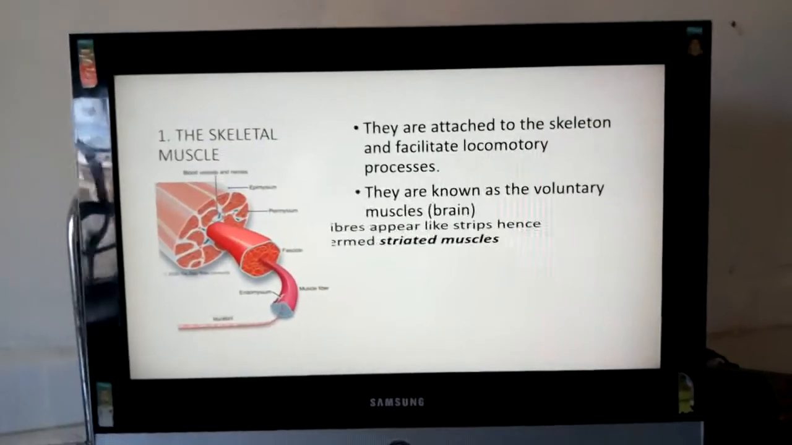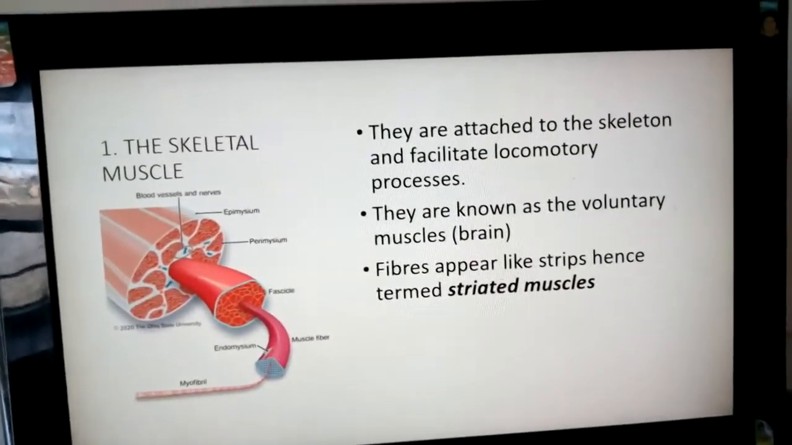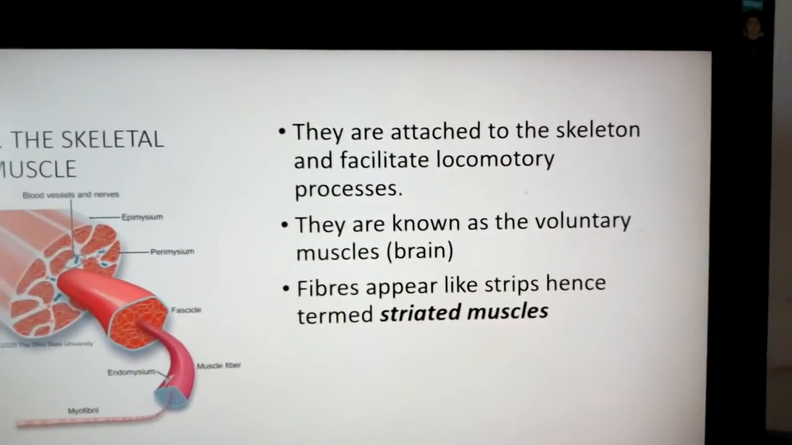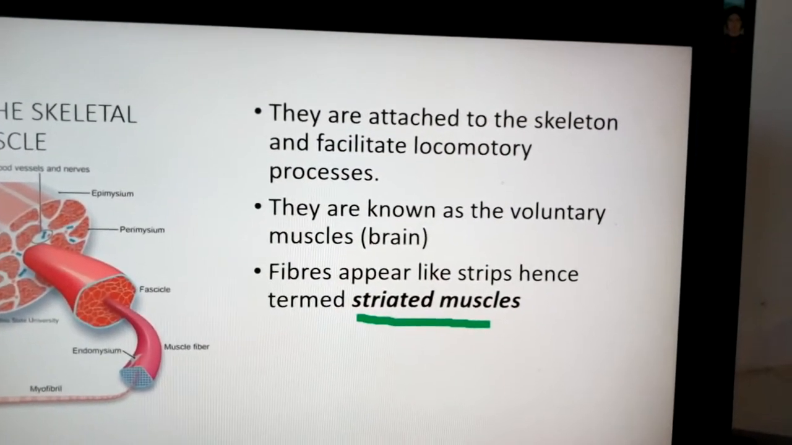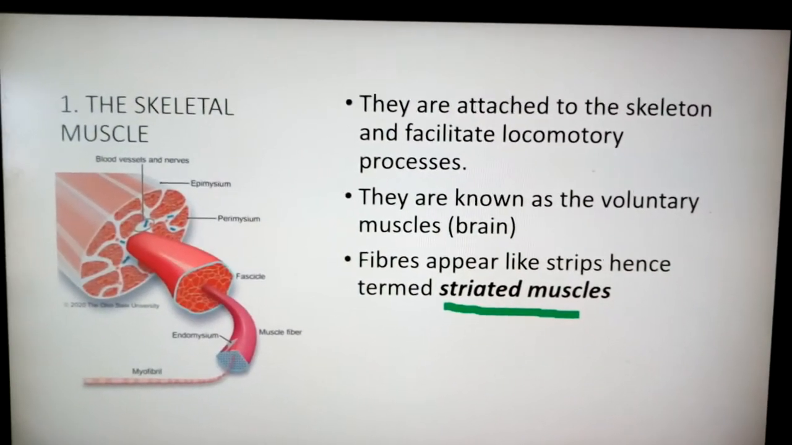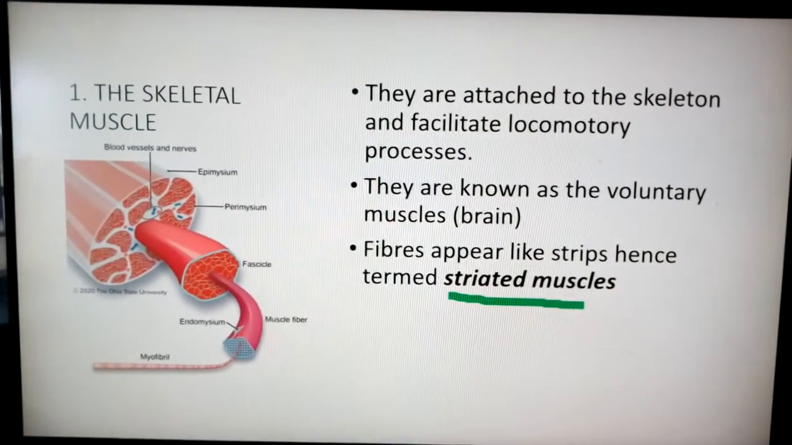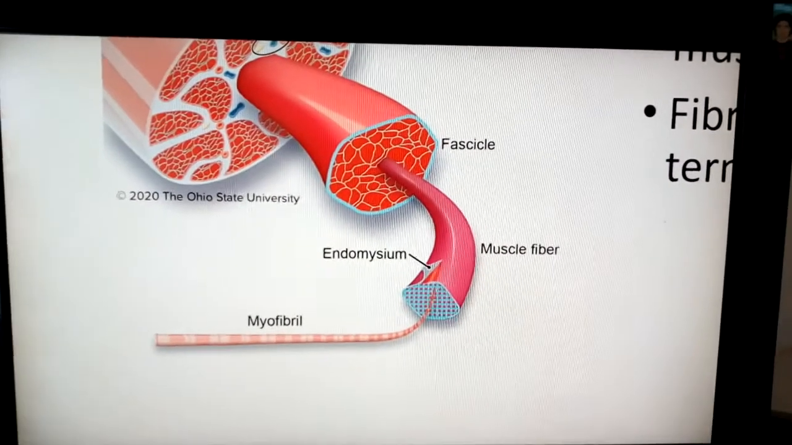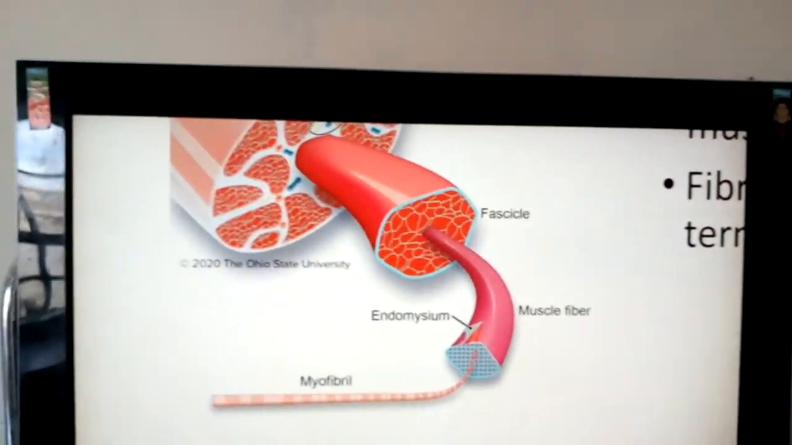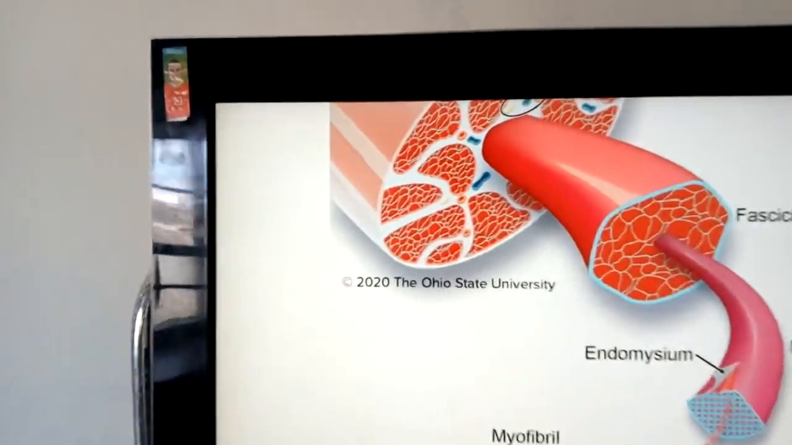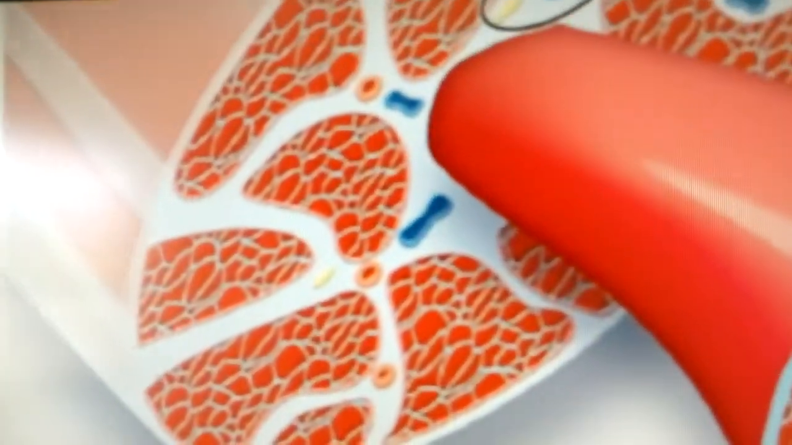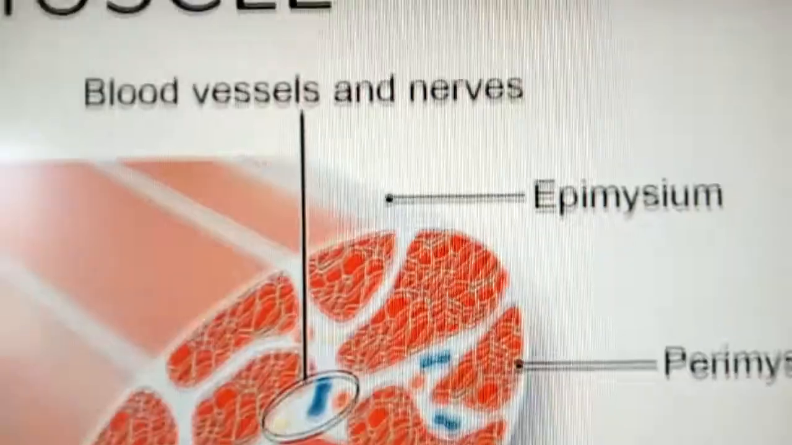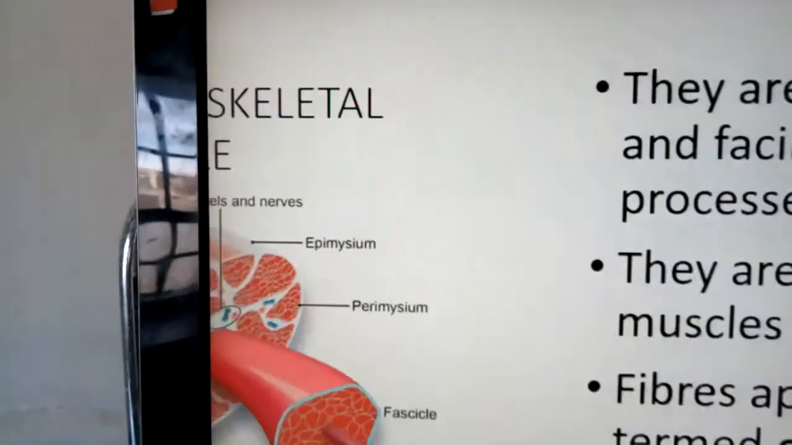These muscle fibers appear to be striated. The word striations here refers to small thread-like structures or small lines which can be seen. I hope if I zoom into this, you'll be able to see some striations in them. These are small lines which are crossing this muscle fiber. That is what we are calling the striations.